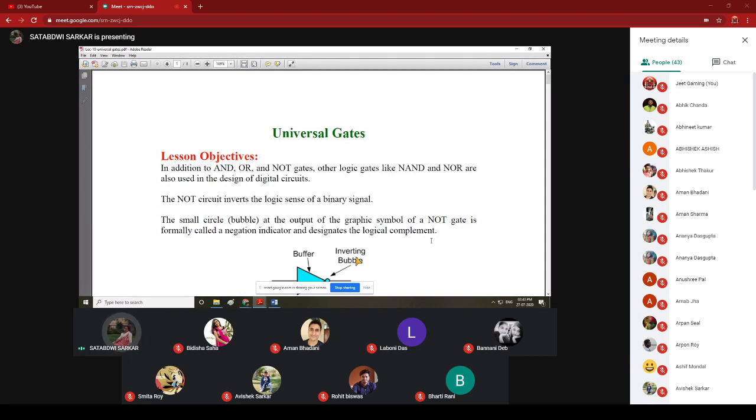Universal gates: we generally call the NAND and NOR gates universal gates, as we can generate different types of logic gates, that is, all the basic logic gates, using NAND and NOR. And why are these universal gates? Because it is very easy to design the different basic digital gate circuits using NAND or NOR, and it is very cheap. That's why the fabrication process is easy, and also it is low cost.